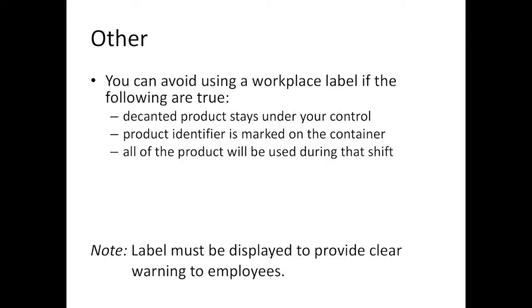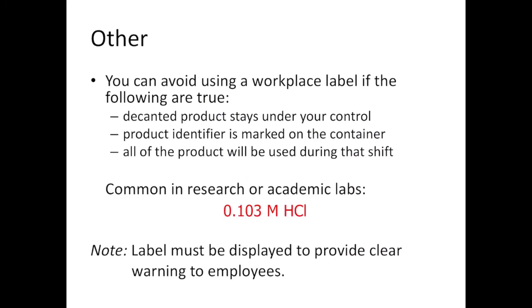Other labels can be used in certain sets of circumstances. So you can use an other label if you pour out a product, you decant a product into a new container, and that product stays under your control, and the name of that chemical is marked on your container, and all of that product is going to be used up during your shift or during your experiment or something like that. And in research and academic labs, this is pretty much what we use.